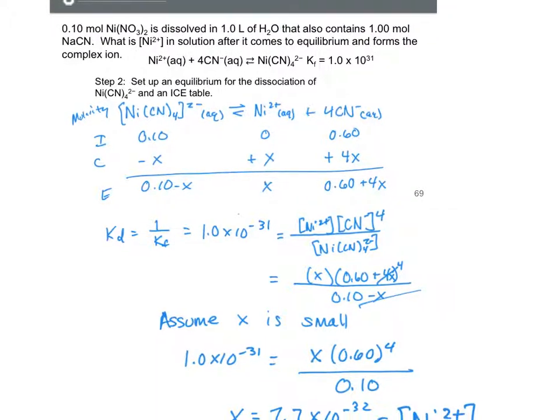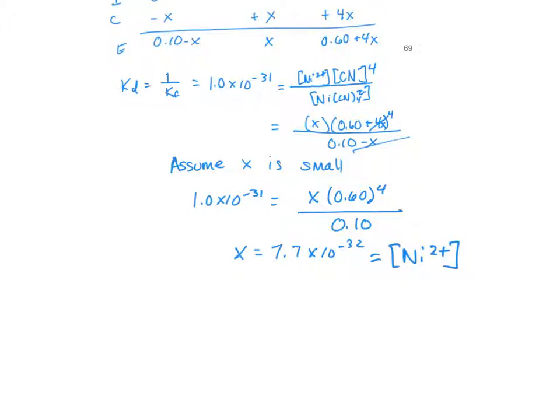Does that make sense? That's our X. That's in our ICE table. The trickiest part with these problems is the concept that you have to assume the reaction occurs to completion and then do the dissolution with the equilibrium. Okay? It's a two-stepper. Questions on that?